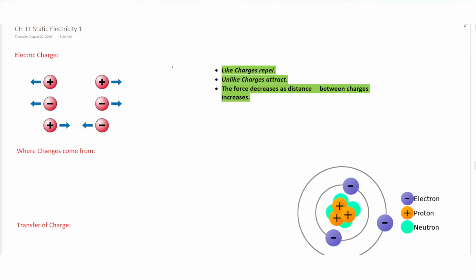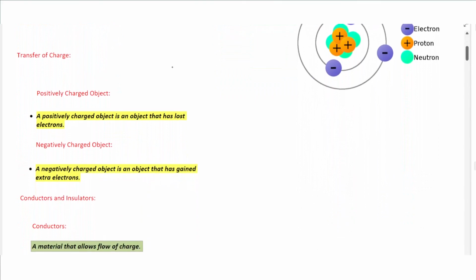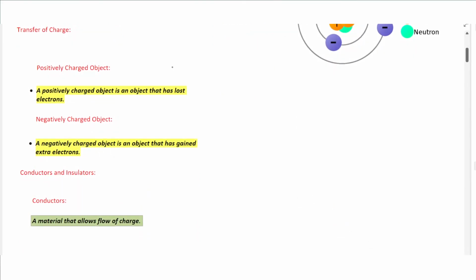But where do these charges come from? From the protons, neutrons, and electrons. Neutrons are neutral, electrons are negatively charged, protons are positively charged. When transferring charge from an object or to an object, we say that it will be positively charged or negatively charged, but only negative charges can be transferred. Only electrons can move. So a positively charged object lost electrons. A negatively charged object gained electrons. You cannot say that you add protons or lose protons.